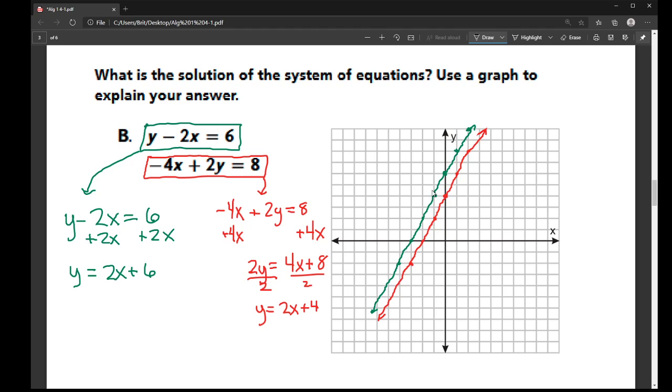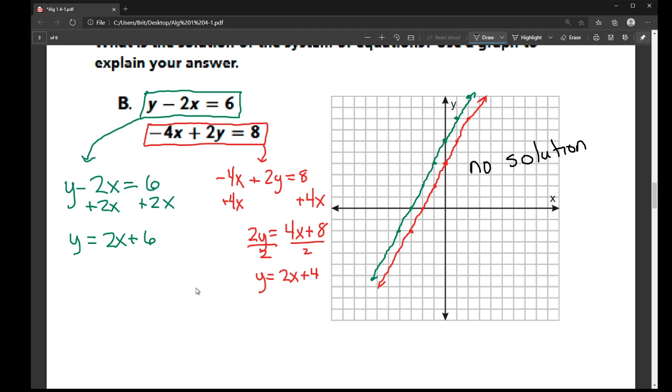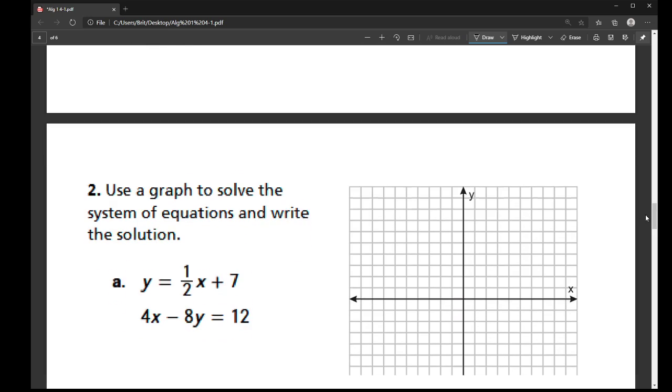So because these will never cross, because they're parallel, there will be no solution. And so what you're looking for with the slope-intercept form here is the same slope, but a different y-intercept. Those are kind of your key features to look for.